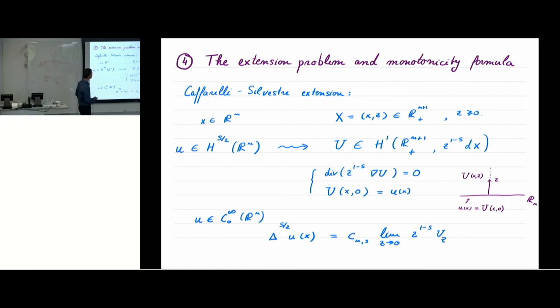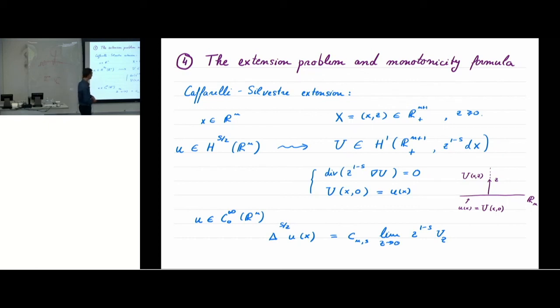And x and z I call capital X. So capital X belongs in one dimension higher, in R^(n+1). And I solve some sort of harmonic function, right? If s would be 1, this would be precisely harmonic, but with some weight, and boundary data given by u. Yeah? And in that case, the fractional Laplace can be realized as a Neumann data of the extension.